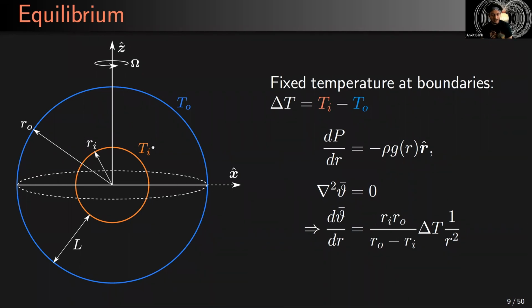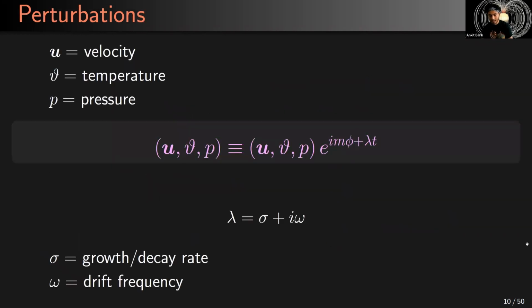And so these two shells are held, these two boundaries are held fixed at Ti and To, and they're rotating with omega. And you solve for perturbations around them. So you have U, that's velocity, theta is temperature, P is pressure, which we eventually get rid of, as I will tell you in some of the following slides. And they all vary with an azimuthal wave number m, phi, and time dependence lambda, where the real part gives you the growth or decay rate, and the imaginary part gives you the drift frequency.